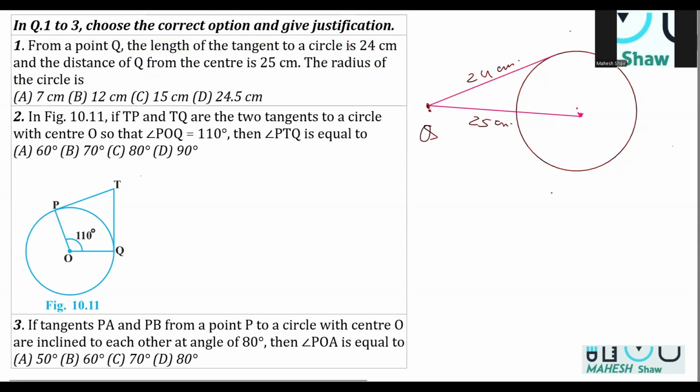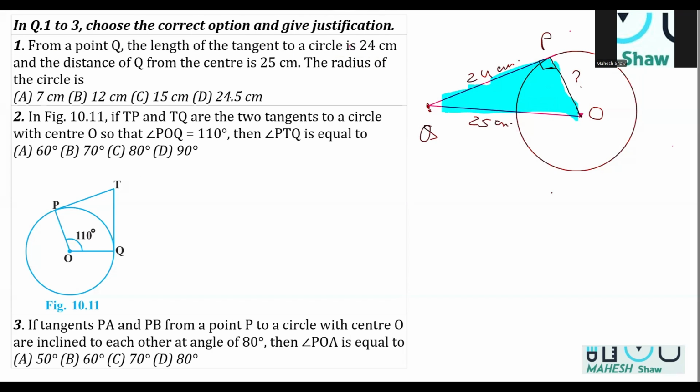So what is the property? The radius is perpendicular to the tangent at the point of contact, right? Let's see, if I take this as P and the center as O, we have to get the length of this. Since it is a right angle triangle, we can apply Pythagoras theorem here to get the relation.